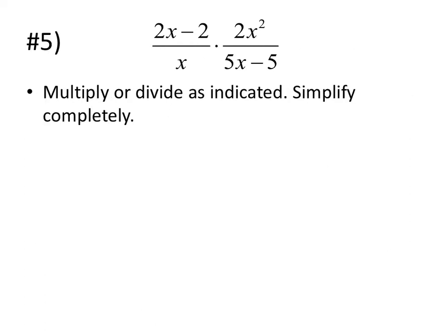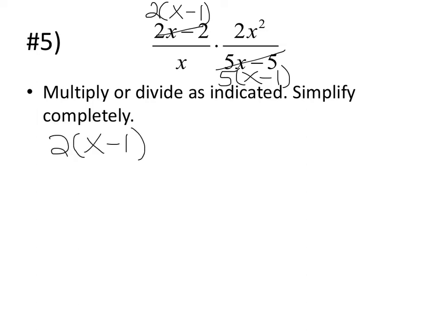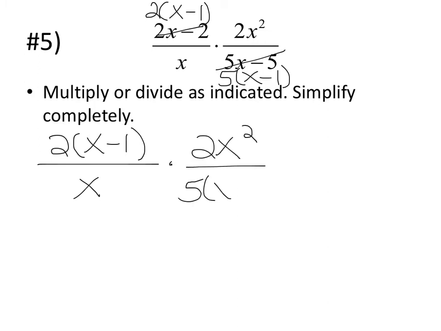Okay, multiply or divide as indicated. So you need to factor each numerator and denominator. So if I factor a 2 out of this, I get x minus 1. If I factor a 5 out of this, I get x minus 1. And then you just see what cancels. So if I rewrite it, 2 times x minus 1 over x times 2x squared over 5 times x minus 1. I didn't change anything here or here because there's nothing that you can factor out.